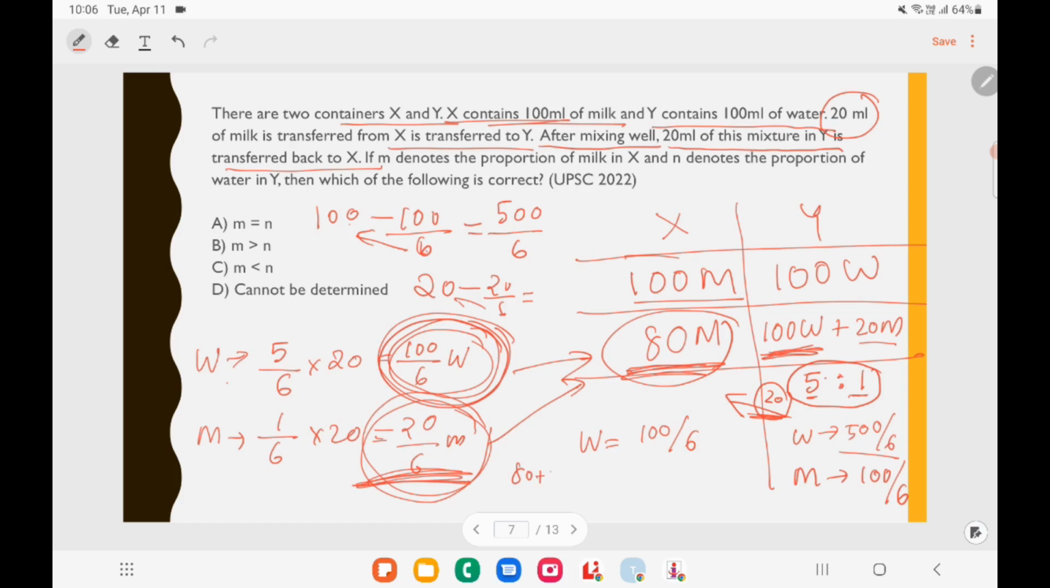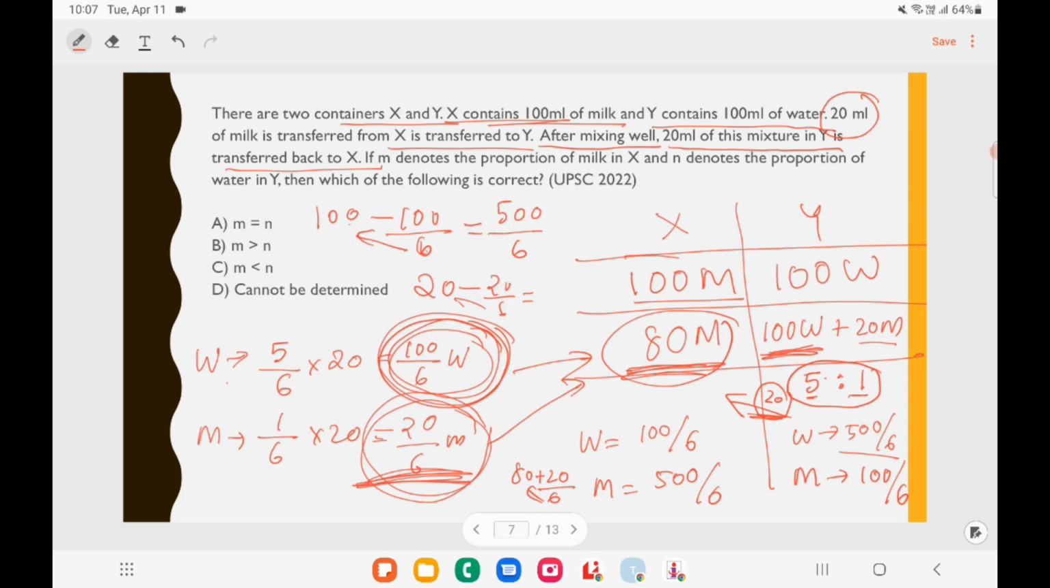So 80 plus 20 by 6, just cross multiply, 6 into 80 is 480, 480 plus 20 is 500. So there will be 500 by 6 milk. So this is what you need to do in every stage. Here initially milk is being added from X to Y, then the mixture in Y is added to X. So many things are happening. In each of these steps you need to find out how much milk and how much water is there in X and Y. So this is the procedure that you need to follow.